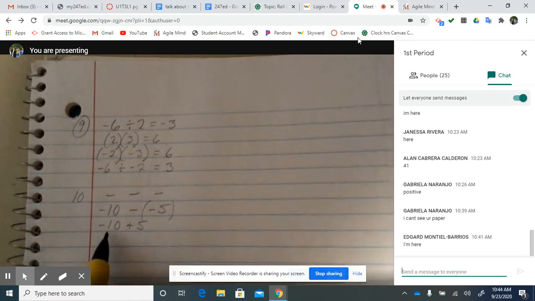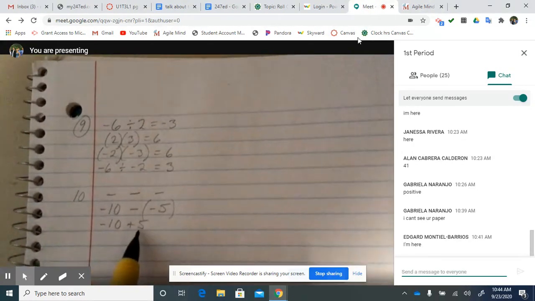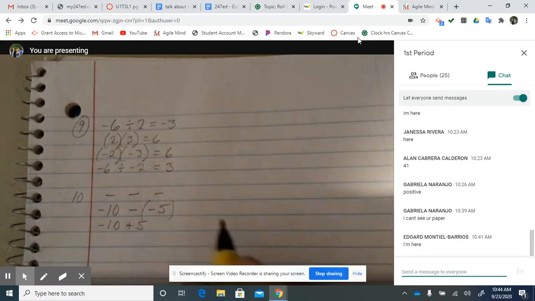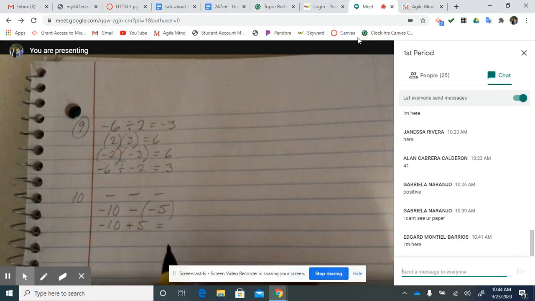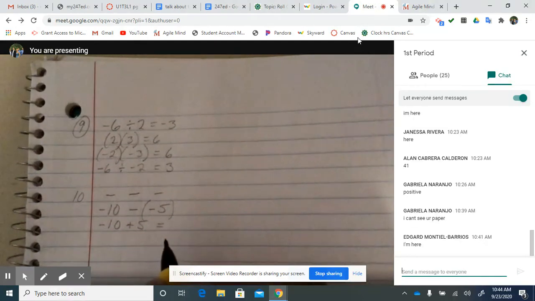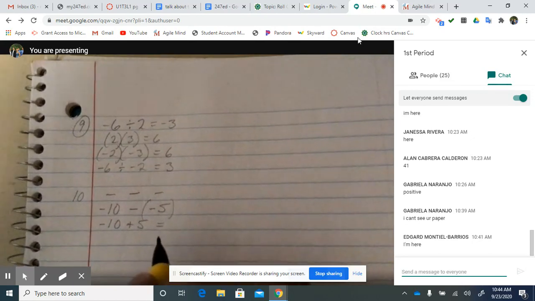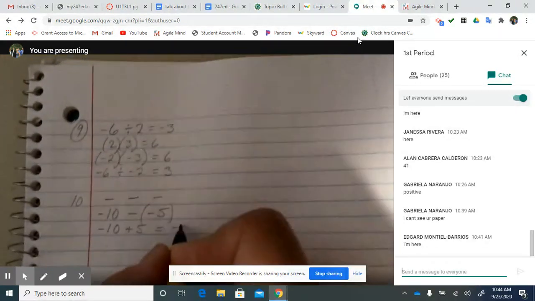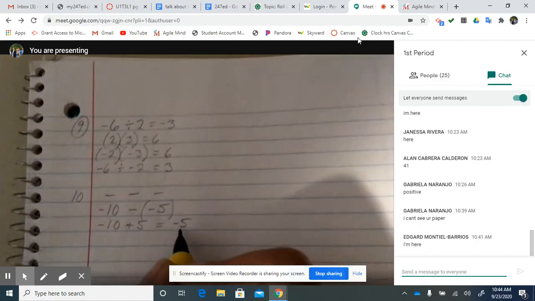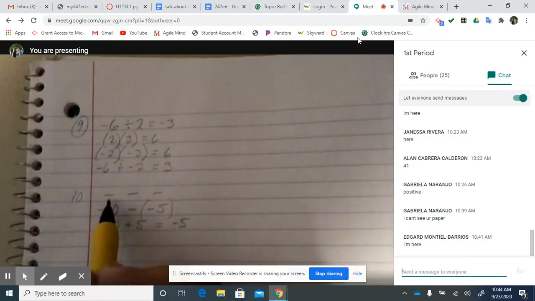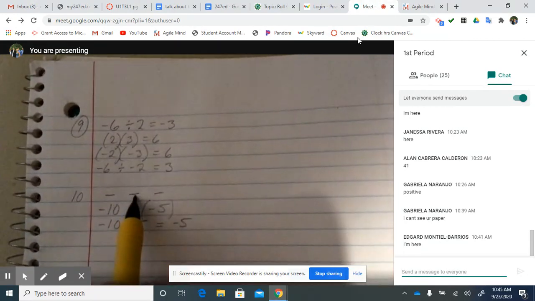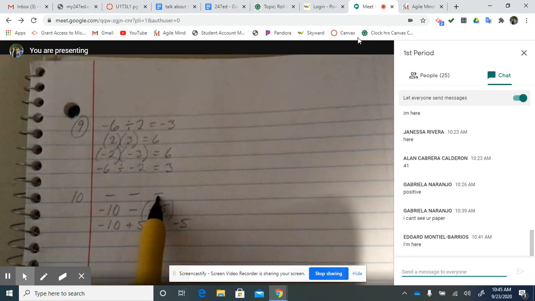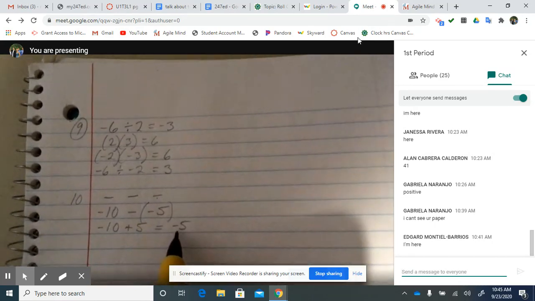Okay, so if we're going down 10, but then up 5, where are we going to land? Go down 10, but then up 5. Back up closer to 0. Negative 5, that's right. Okay, so for this example, we got a negative number. But it says, is it always negative? When you find the difference of two negative numbers, will your answer always be negative?